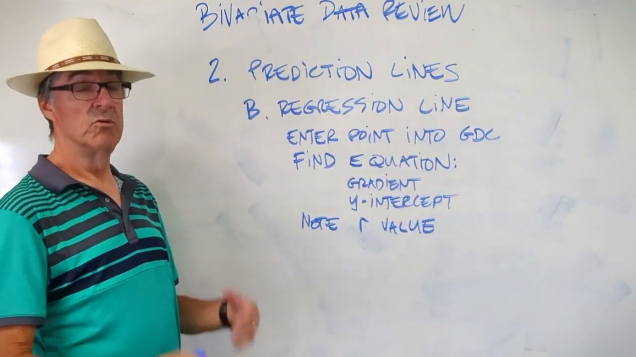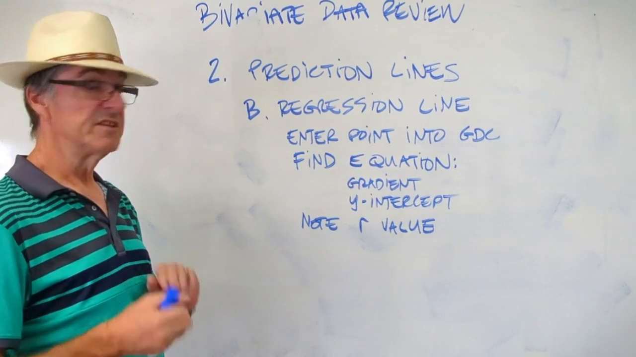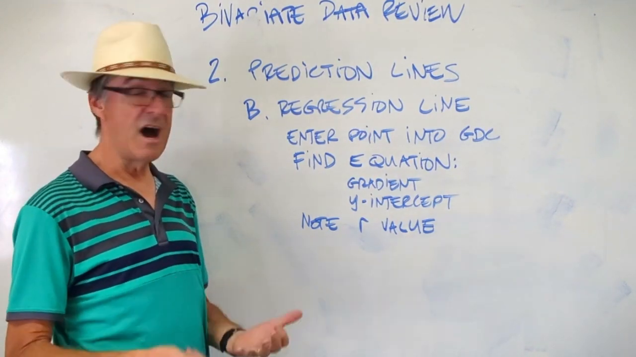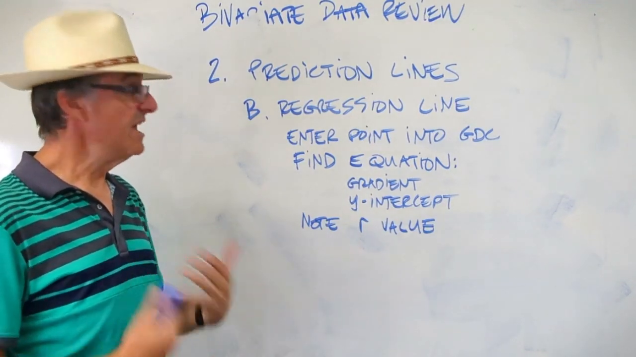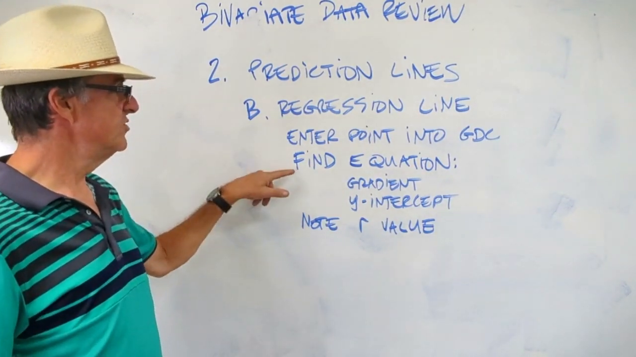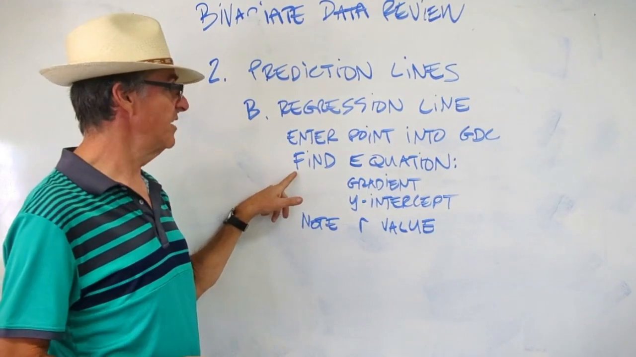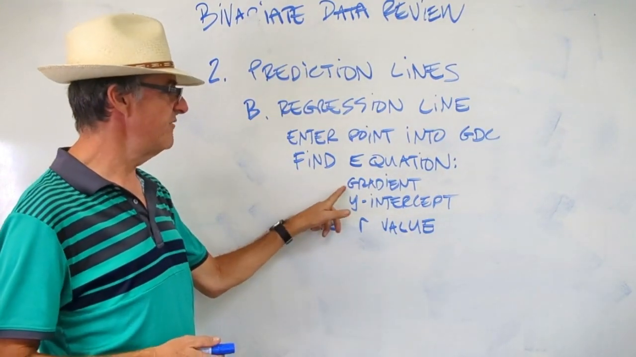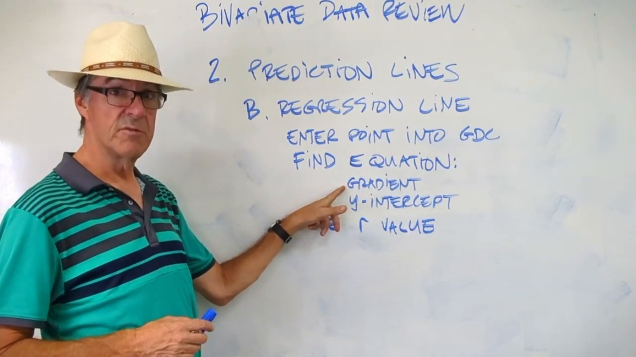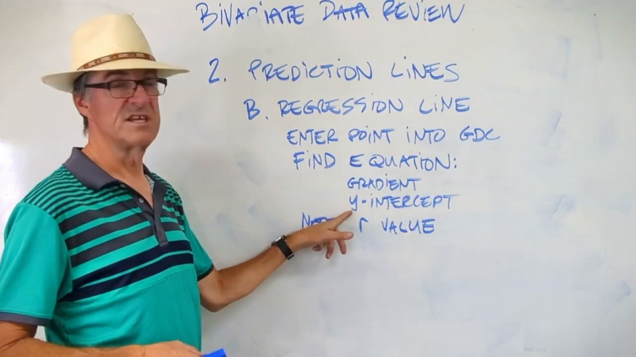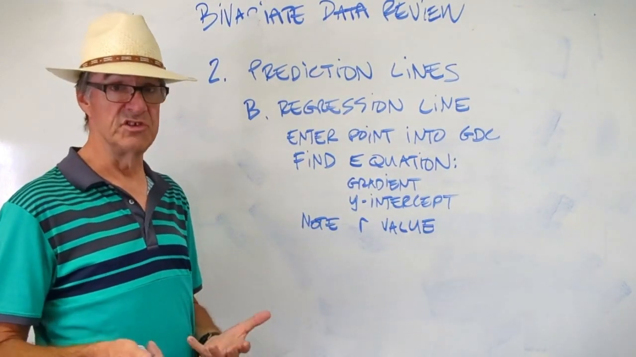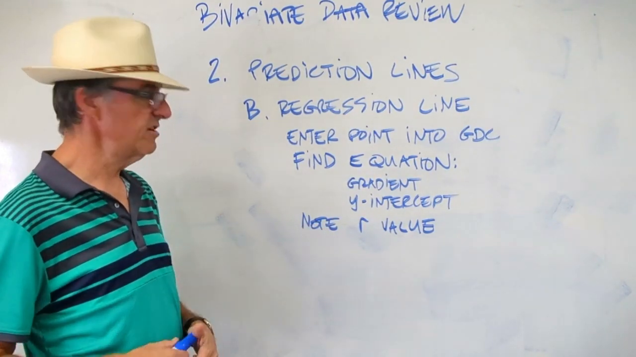The second way we use prediction lines was fully in the calculator. So instead of doing a scatter plot and the best fit line by eye, we put all of our data in the calculator, and then we can use the GDC, the graphing display calculator, to find the equation. Pressing through the menus and the buttons, it will give us the gradient, which is usually denoted by the letter M, and the y-intercept, which is usually the letter B. And that'll give you your equation. You can write that down right from your calculator.